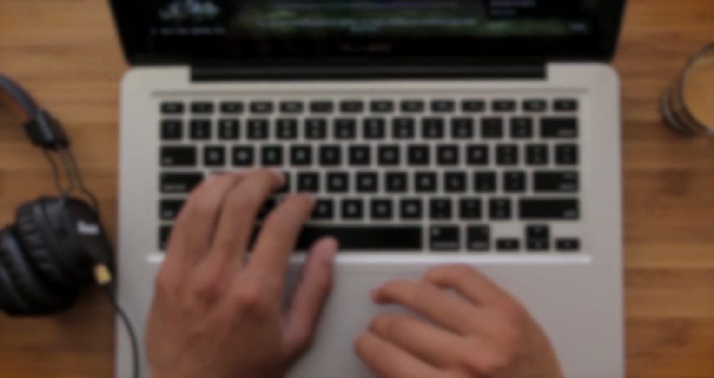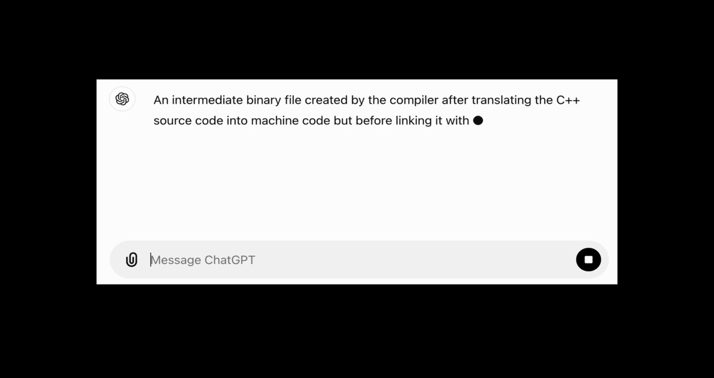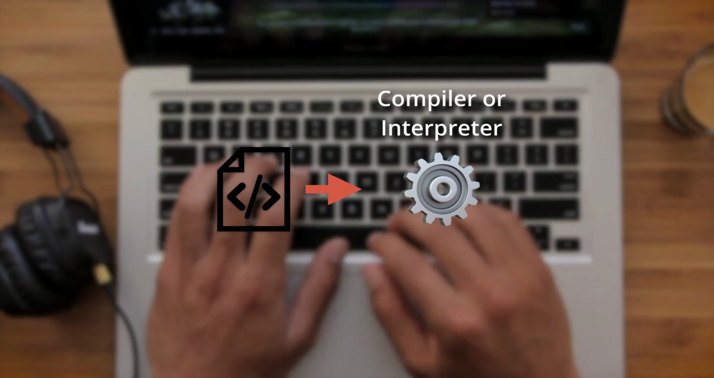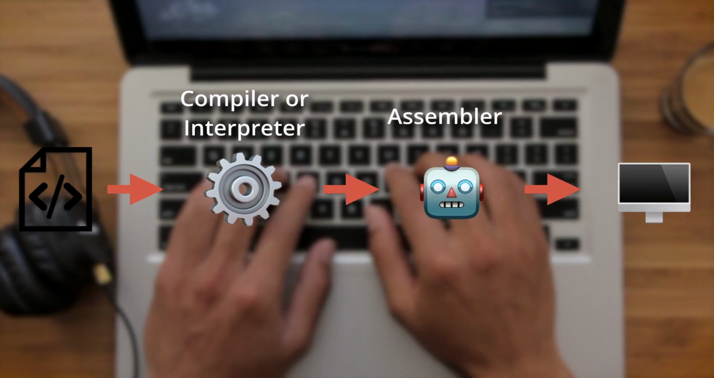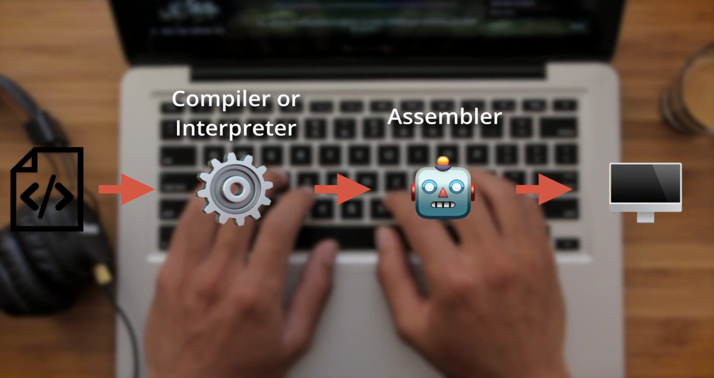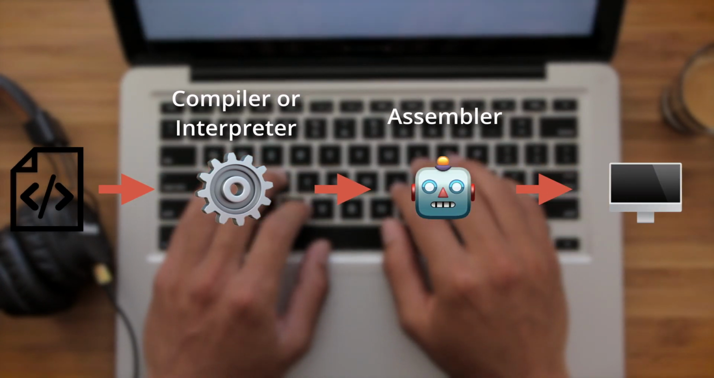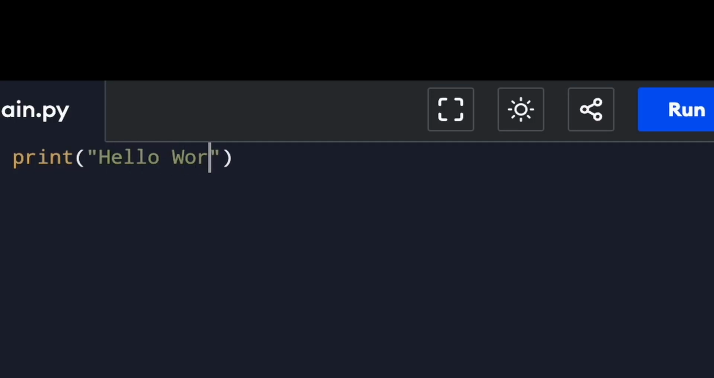What this file is, according to ChatGPT, an intermediate binary file created by the compiler after translating the C++ source code into machine code, but before linking it with any other necessary object files or libraries. The coding language then sends off the assembly code to the computer's assembler, which converts it into machine language that the computer can understand and execute directly as binary code. At the end of this process, you can see the message printed by your computer on the screen.